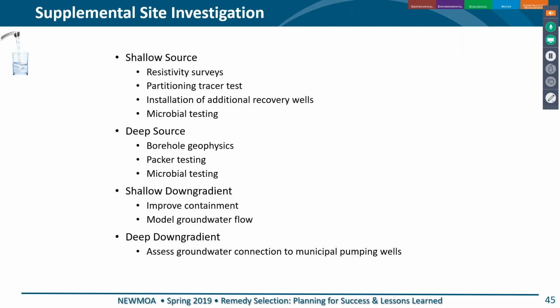So in order to do that, in order to evaluate remedies, we really had to almost go through a whole new remedial investigation. And we used physical, chemical, and biological tools to do that. Some tools were old and had been around, but maybe we were applying them a little differently, and some tools we just didn't even have 20 years ago. So we looked at shallow and deep source area, shallow and deep down gradient.